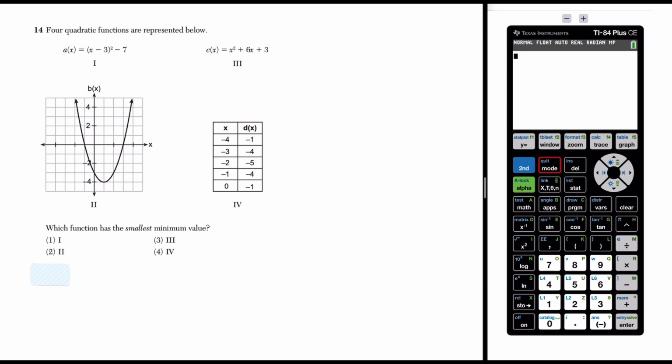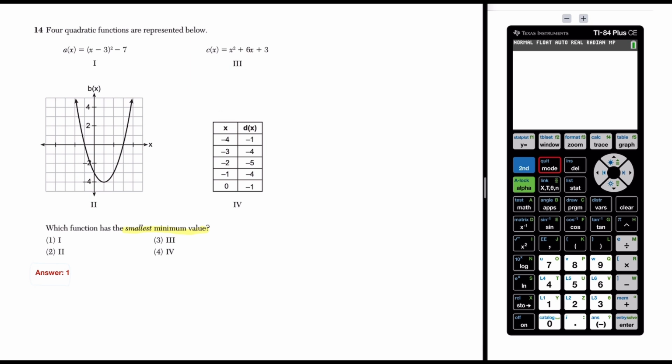Let's look at number 14. We have 4 functions represented, 2 equations, a graph, and a table. And we're looking for the smallest minimum value. The answer for this one is 1. So how do we know?